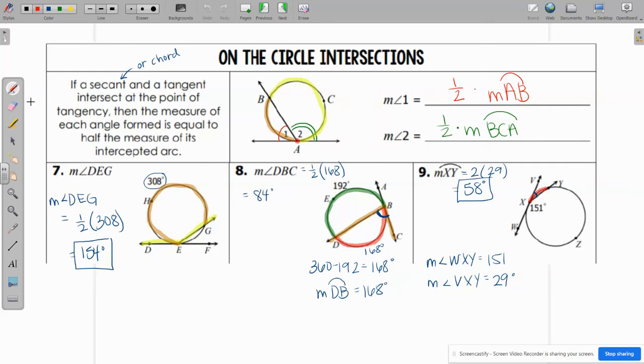Okay, we are going to continue looking at where we have a tangent and a secant or a chord intersecting with their vertex on the circle. And so looking at the angle here is going to be half the measure of the intercepted arc. So the angle 1 here has a measure that's half of the arc AB, and then angle 2 is going to have a measure that's half of this major arc BCA there.